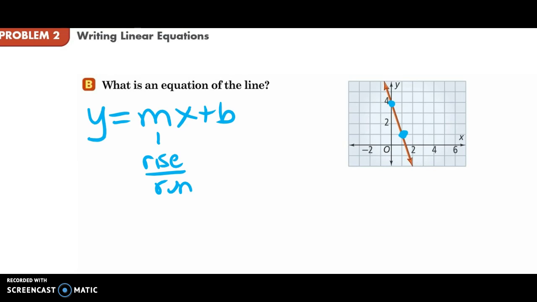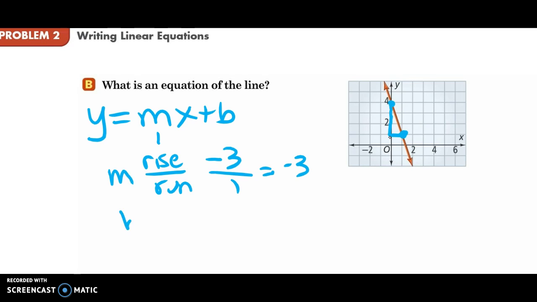So now let's start at the left dot and go to the right dot. Instead of rising, I'm actually falling 1, 2, 3 units. So falling, I'm going to represent with a negative. I'm going to calculate how many units to the right, and it's 1 unit. So my slope is negative 3.